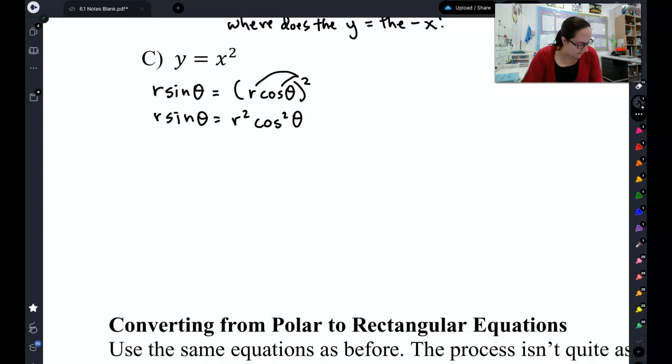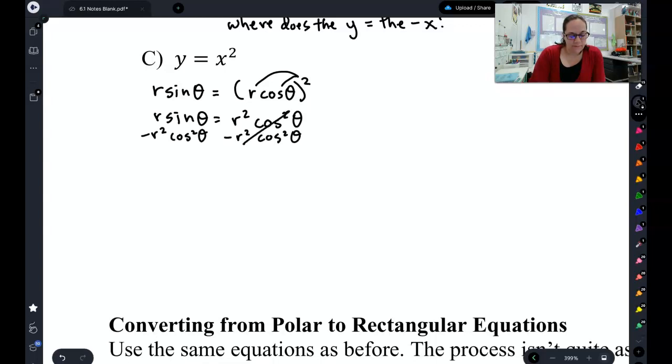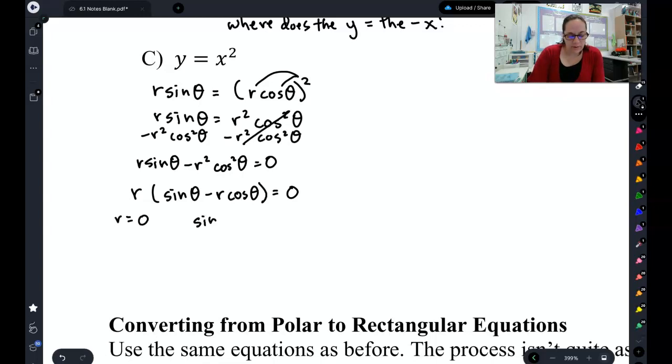Let's bring everything to one side and see what we can take out. We get r sine of theta minus r squared cosine squared of theta equals 0. I notice once again they have an r in common, so I'm going to take that r out. And split it up. I get r equals 0, or sine of theta minus r cosine, oops, this should be still squared. Get rid of the r equals 0 because we know that's just a point.